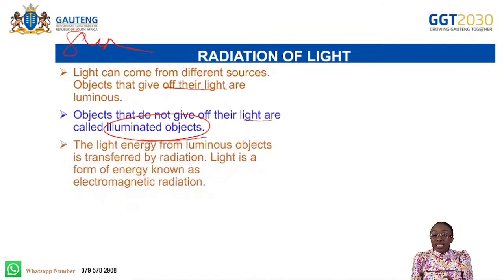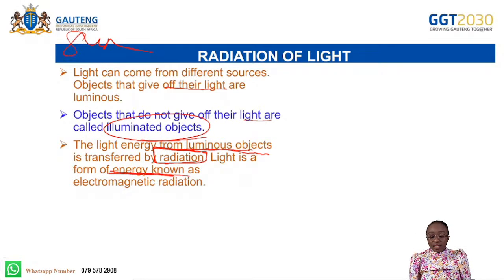Now, the light energy that comes from luminous objects is transferred by a process called radiation. And remember, when we were learning about solar energy in the 7th grade, we learned that light is a form of energy known as electromagnetic radiation.